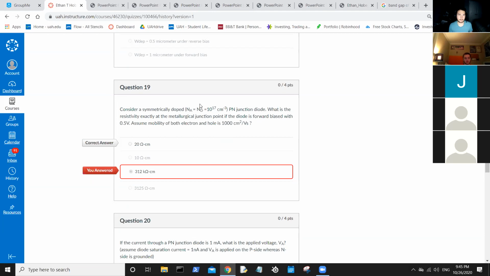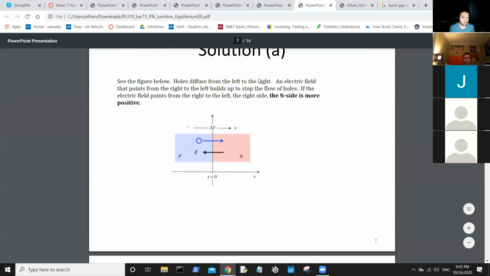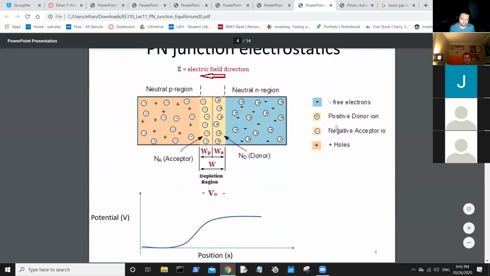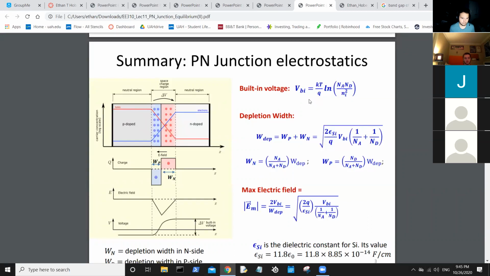I feel like I'm using the wrong formula for this. Let's look over and find the right formula then, shall we? You're going to want to use n equal to p, which is equal to Ni e to the QVA over 2KT. That's definitely the right formula here. And then when you get n and p, you just plug it into the resistivity formula. That's what I'm missing there.